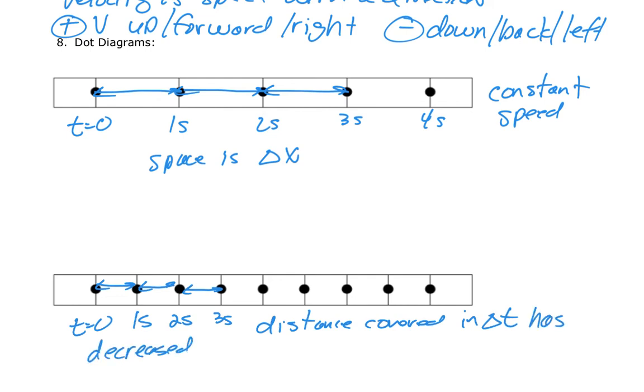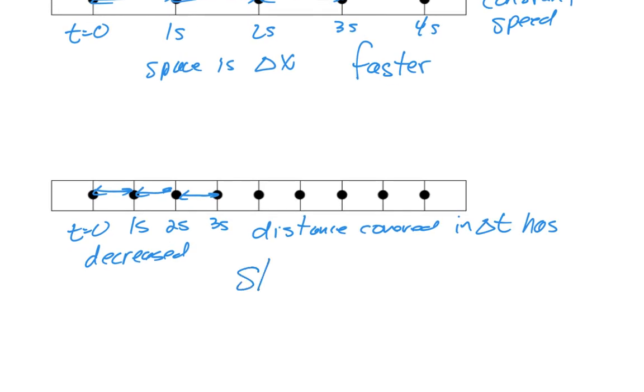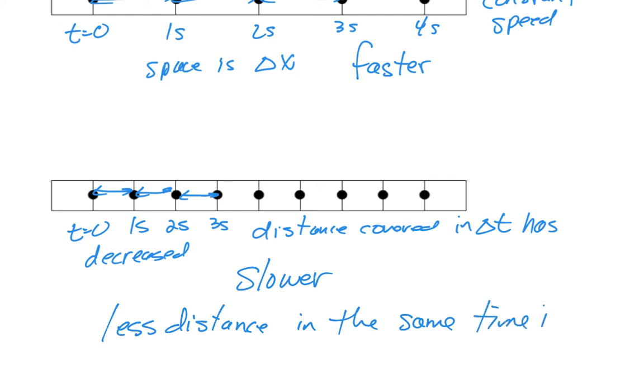So think about which of the two objects, the object in this first dot diagram or the object in the second dot diagram, which one do you think was moving faster? Well, if you cover more distance in the same amount of time, that means you're going pretty quick. So this object that made this dot diagram is going to be going faster. This one right here is going slower. So it covered less distance in the same delta t or same time interval. Put in positive slope, don't know how that happened.